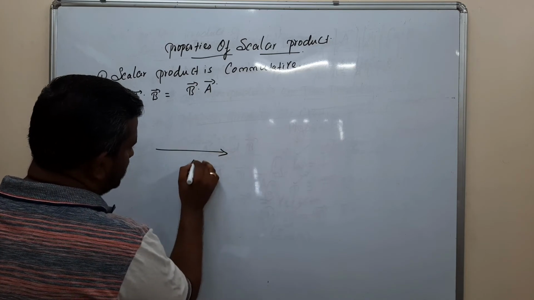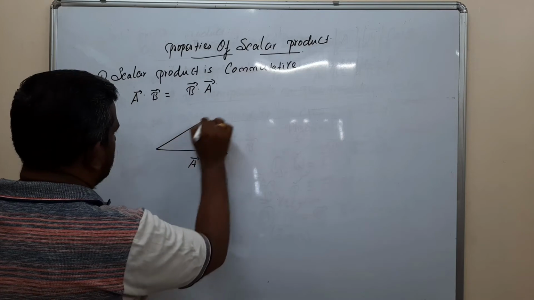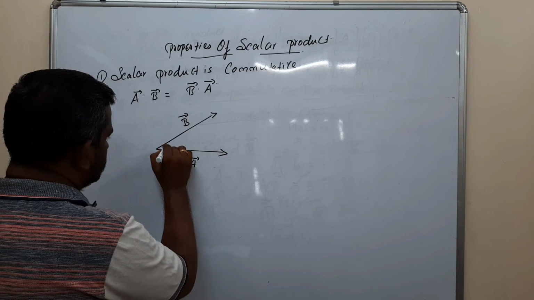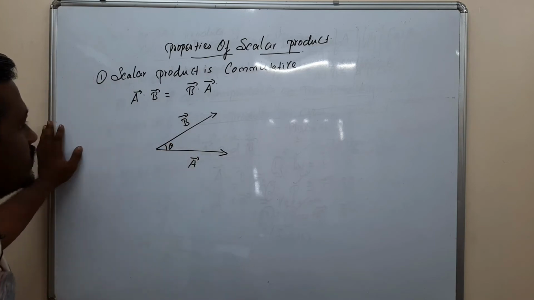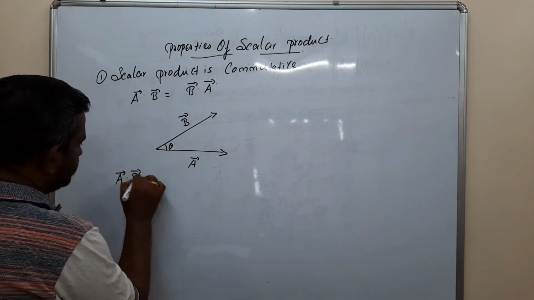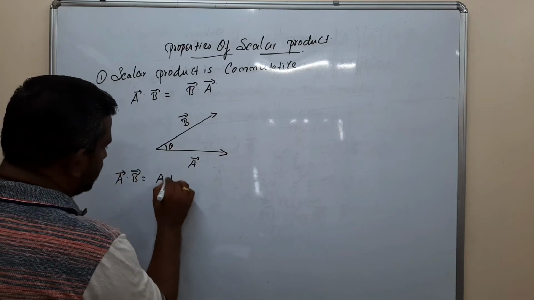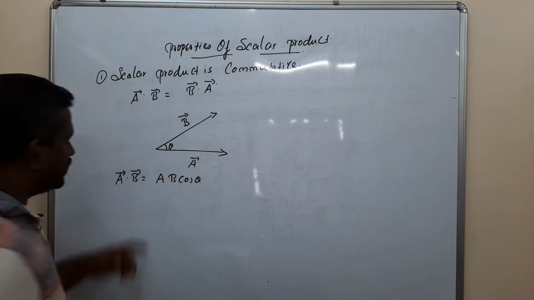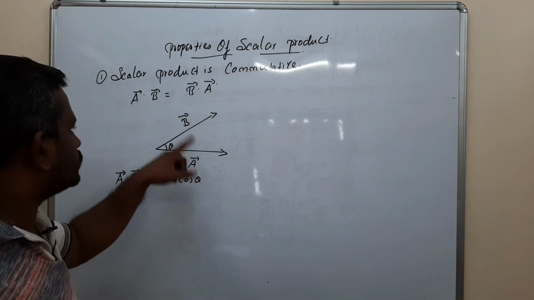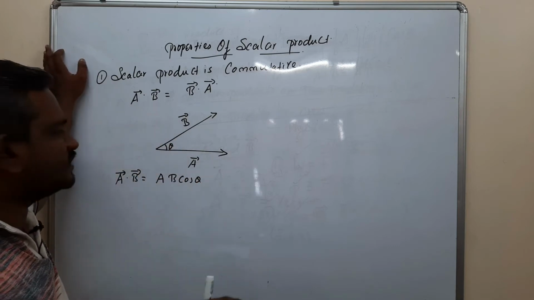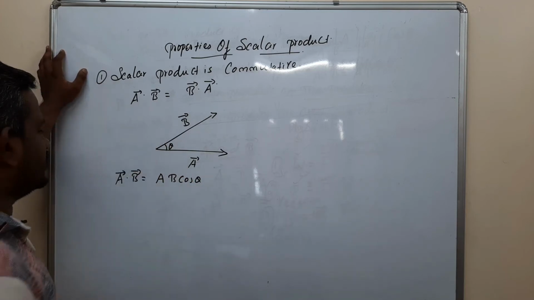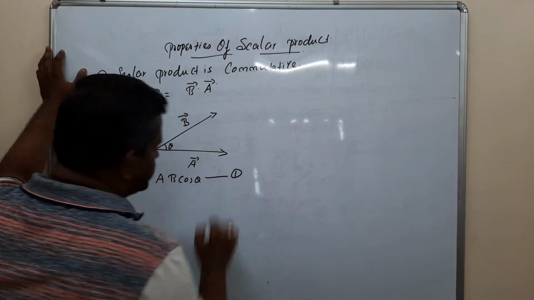So this is A vector, this is B vector, and theta is the angle between these two vectors. So A vector dot B vector is equal to AB cos theta. If you find A vector dot B vector, the angle from A vector to B vector is measured in the anti-clockwise direction, and theta is that angle. Take it as equation number 1.